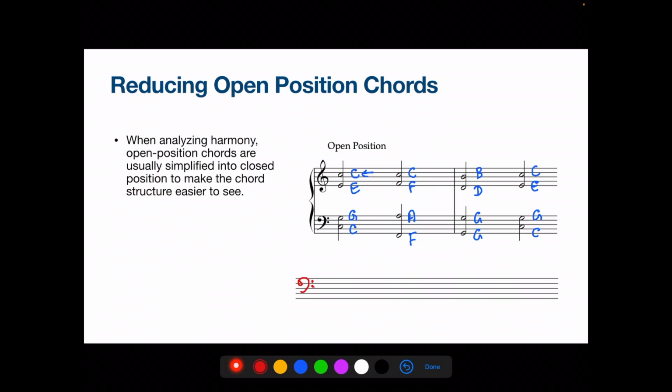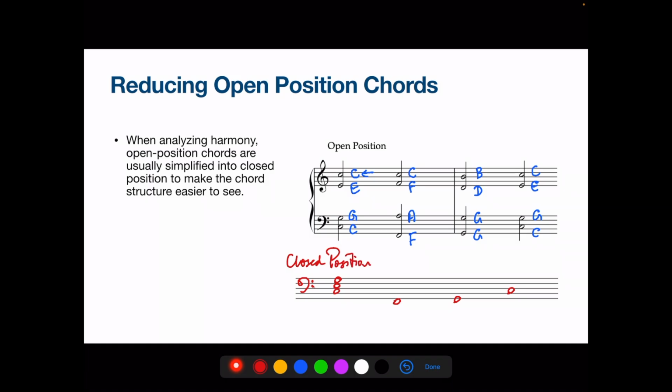So bass clef, let's just start with the root again. Same notes here, C, F, G, and C. The next note higher than C in this chord is going to be E. So just write the E and then G. There you go. That's the close position for the first chord. This is a C major chord.